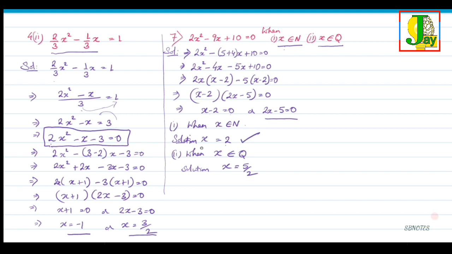So in the first case we get x equals 2, and in the second case, where x belongs to rational numbers, now 5 by 2 is a rational number. What about 2? 2 is also a rational number, so we get both x equals 5 by 2 or x equals 2. Both are the solutions here, right? Because both belong to rational numbers.